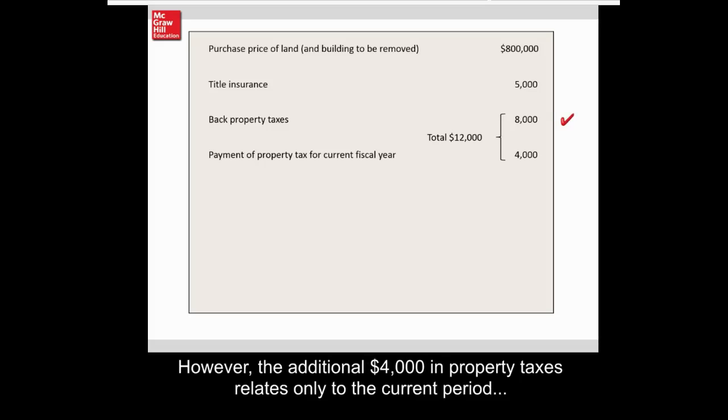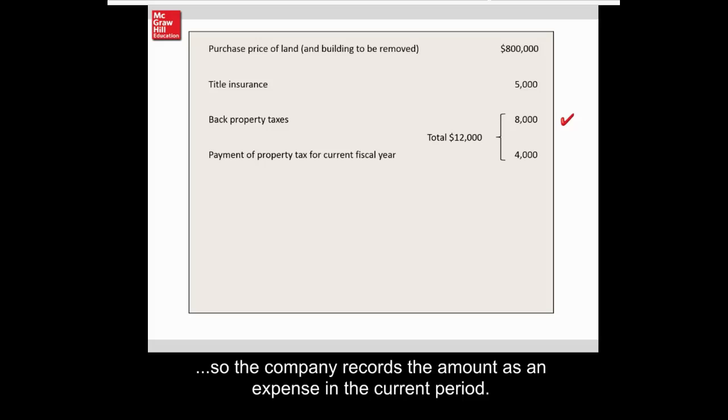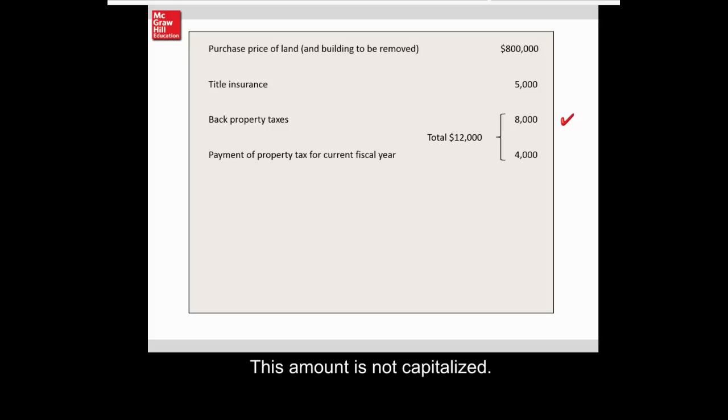However, the additional $4,000 in property taxes relates only to the current period, so the company records the amount as an expense in the current period. This amount is not capitalized.